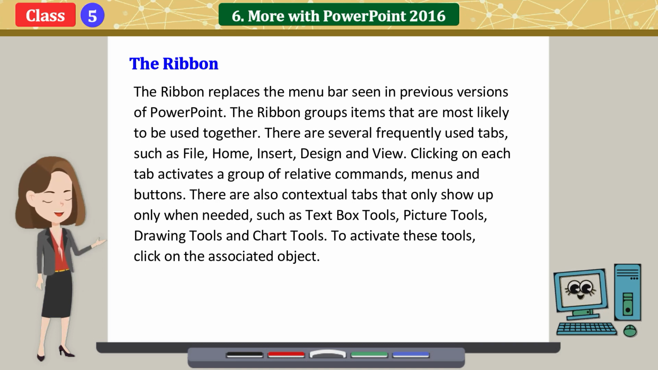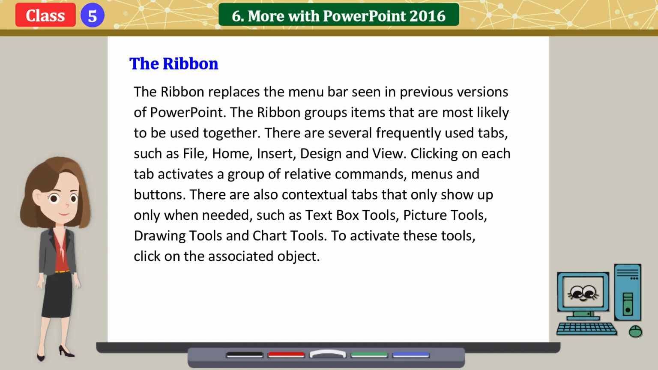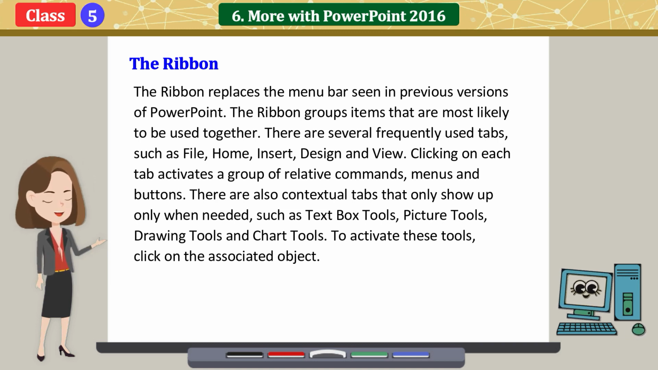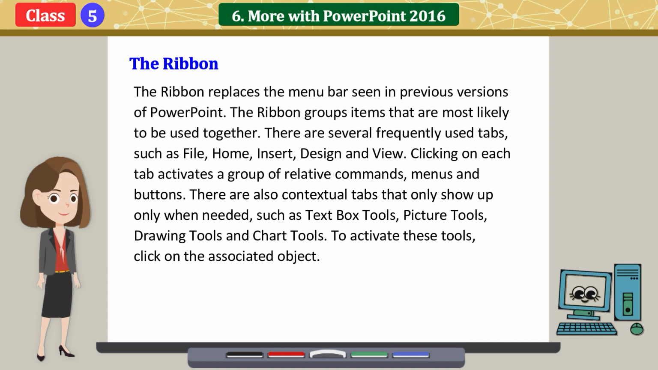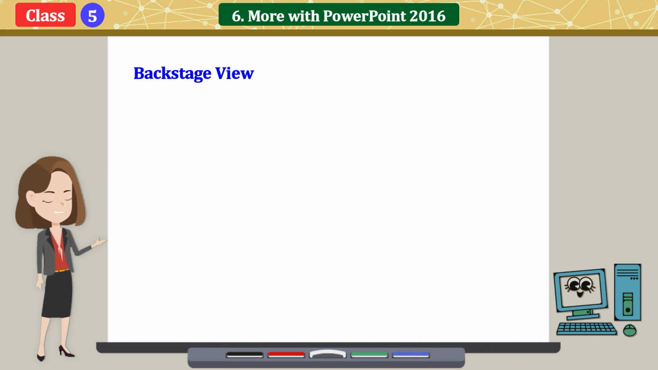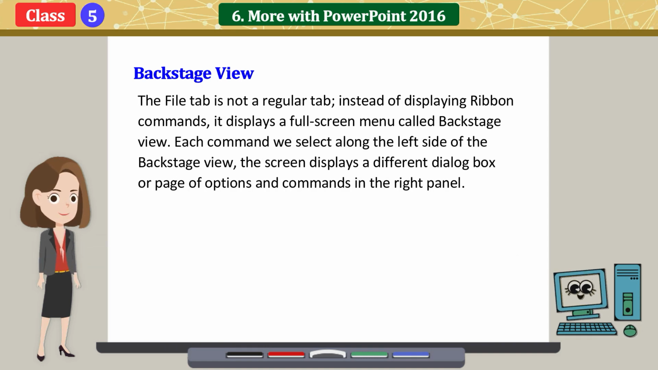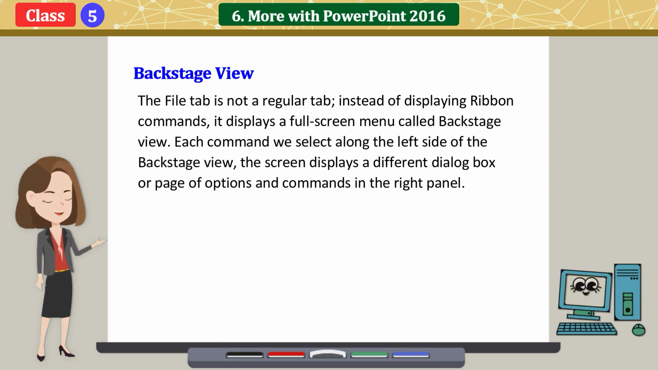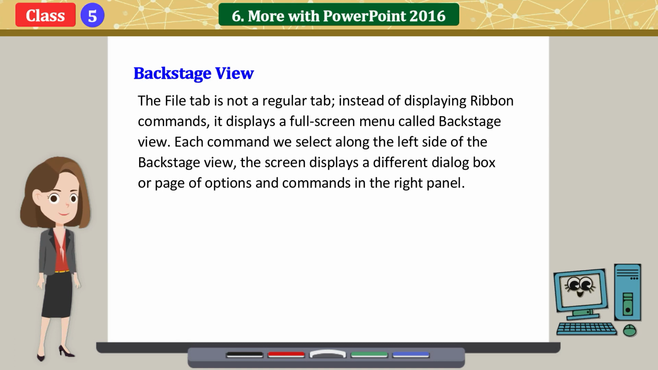There are also contextual tabs that show up only when needed, such as text box tools, picture tools, drawing tools, and chart tools. To activate these tools, click on the associated object. Backstage View. The File tab is not a regular tab. Instead of displaying ribbon commands, it displays a full-screen menu called Backstage View. For each command we select along the left side of the Backstage View, the screen displays a different dialog box or page of options and commands in the right panel.